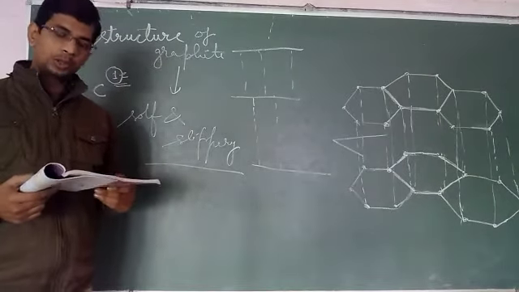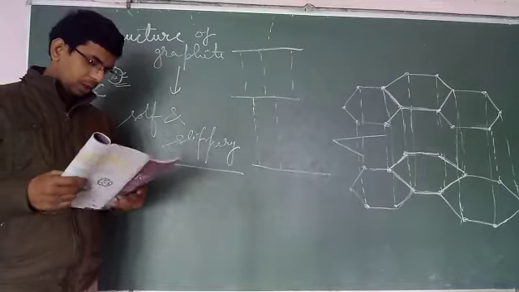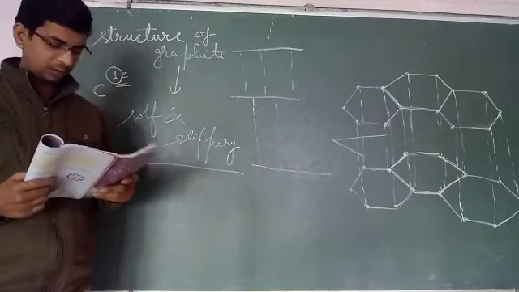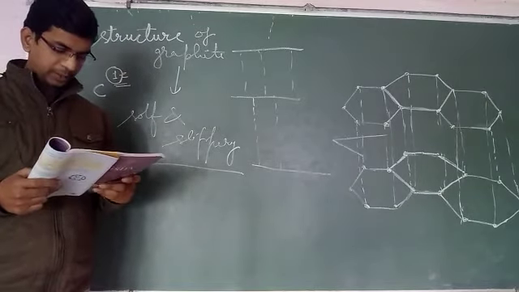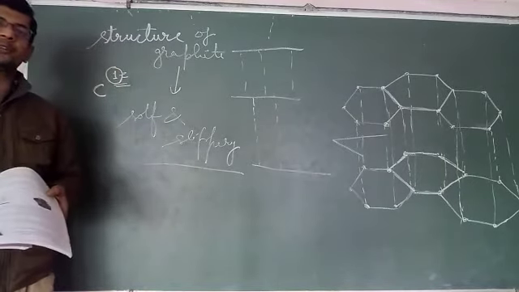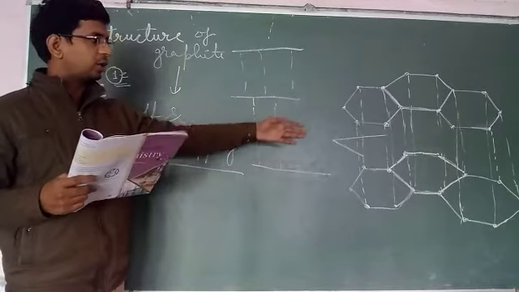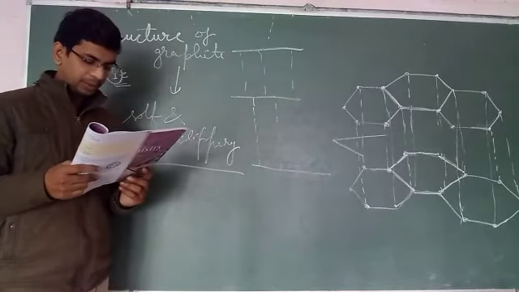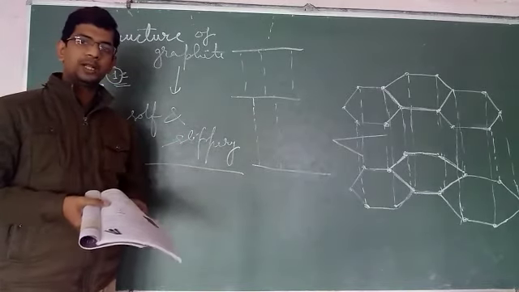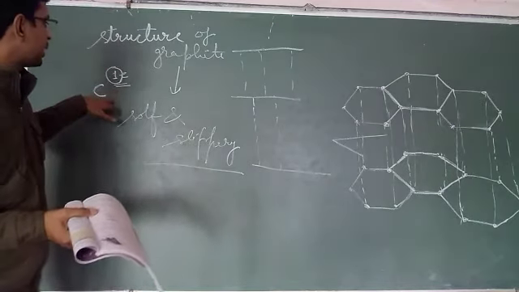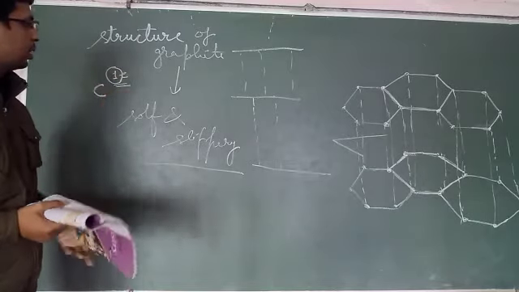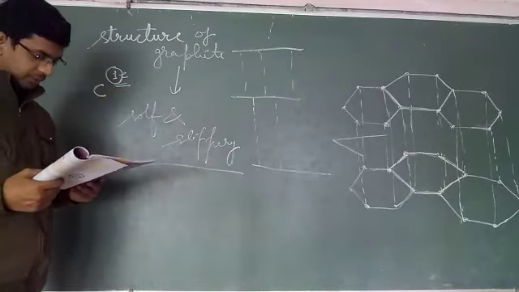Besides this, in our book on page number 106, the properties of graphite are written: graphite is grey black. We know the color of pencil lead. It is grey black, opaque and lustrous in appearance. It is soft and slippery in nature. Why is it soft and slippery? Because of the arrangement of the carbon atoms. It is a good conductor of heat and electricity. We know why: per carbon atom one free electron is there, and that free electron is able to conduct heat and electricity.